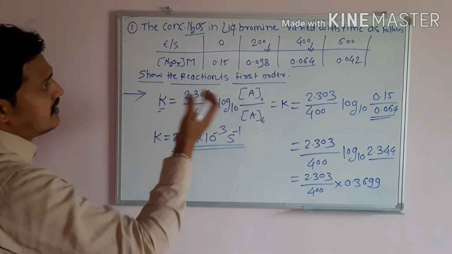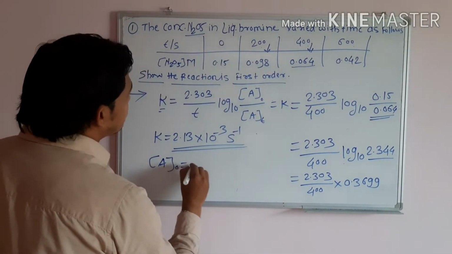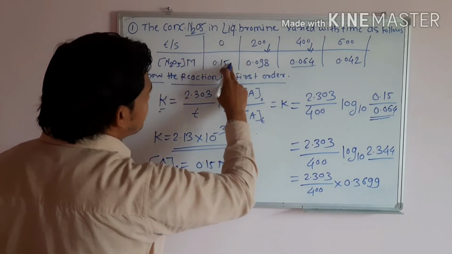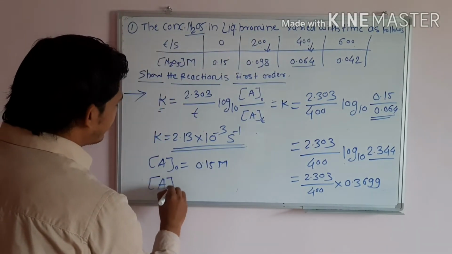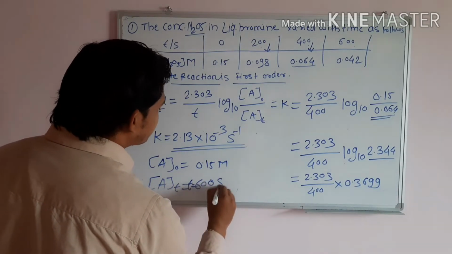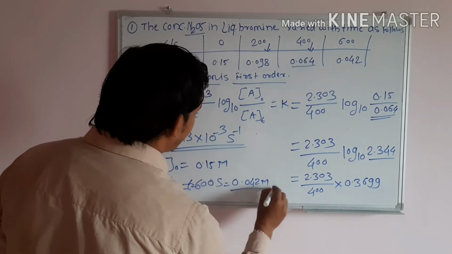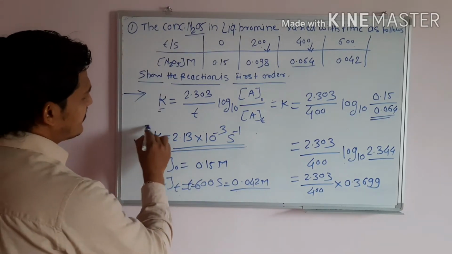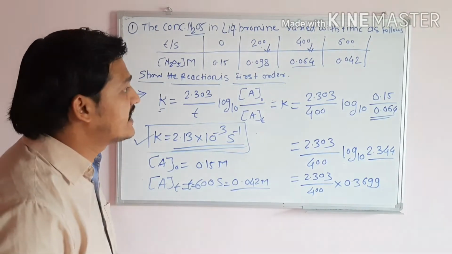If we solve the third step, that is initial concentration A0 is equal to 0.15 molar. Initial concentration at time 0 will not be changed. Then between the two limits 0 to 600 seconds, the final concentration at time 600 seconds is 0.042 molar. If you solve this, you will definitely get this answer. K is equal to 2.13 into 10 to the power minus 3 second inverse.